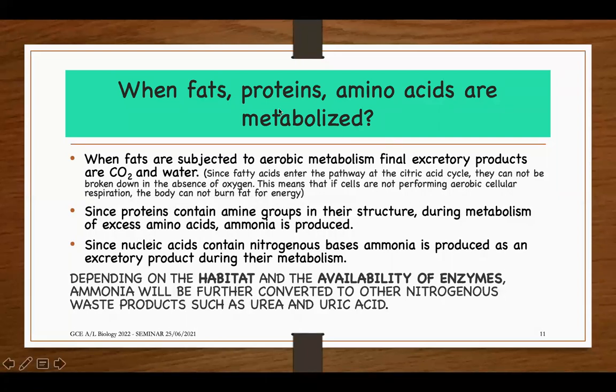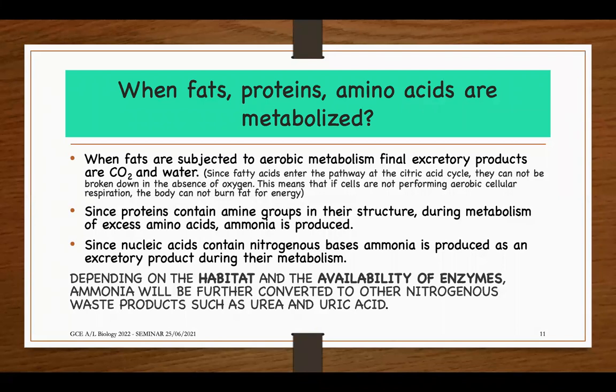For proteins, they contain amine groups in their structure, and during metabolism of excess amino acids, ammonia will be produced. And since nucleic acids also have nitrogenous bases, ammonia will be produced. Remember the structure of nucleic acids, they have a nitrogenous base. So ammonia will be produced during their metabolism. And depending on the habitat and availability of enzymes, ammonia will be further converted to other nitrogenous waste products like urea and uric acid.